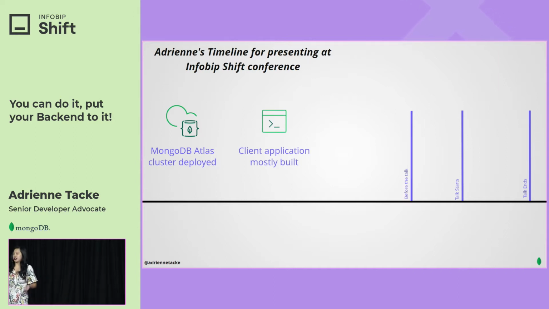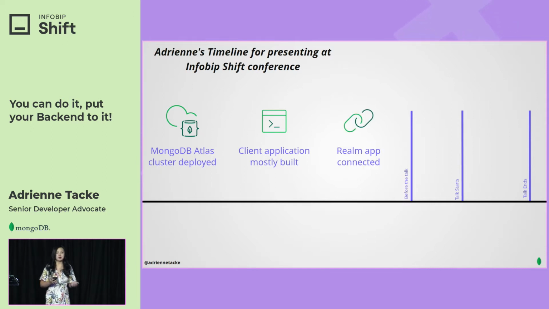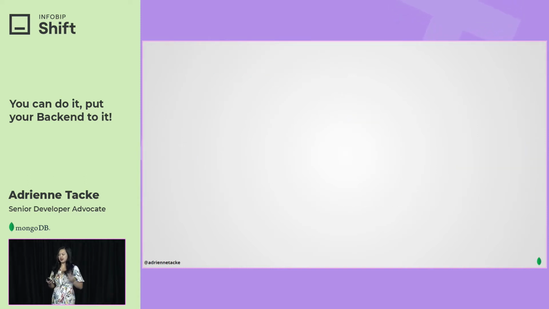Next, the client application is mostly built. So if you came here to see me actually build and write React code, this is not this talk, and we don't have time for that. It's a task tracker app built with React, Apollo provider, and integrated with Realm. And the Realm app has been connected. But don't worry, I will go over all of the relevant information on how to integrate Realm into your app, and we won't be lost, I hope.